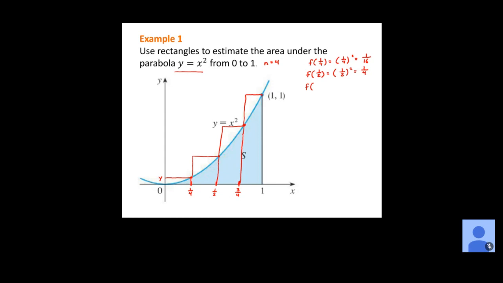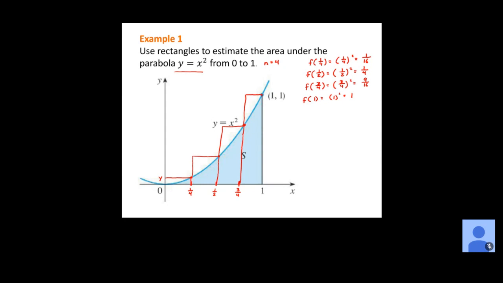The height of the next rectangle, we're going to plug in what? 3/4. Good. And what is 3/4 squared? 9/16. Perfect. And then finally, we need f of what? 1. And 1 squared should give us 1, right? And they give us that point, right? 1, 1 is a point on that parabola. All right, so now we know the heights.